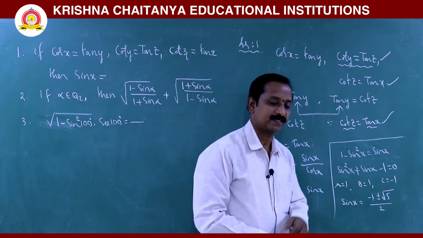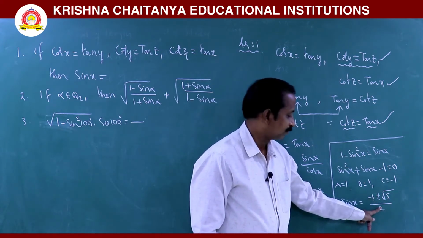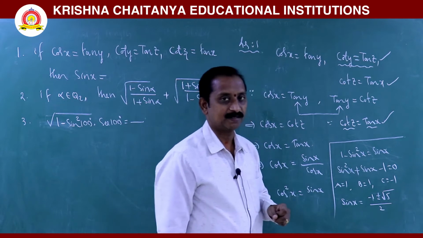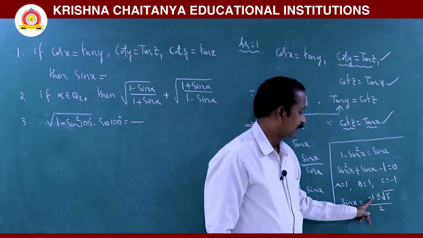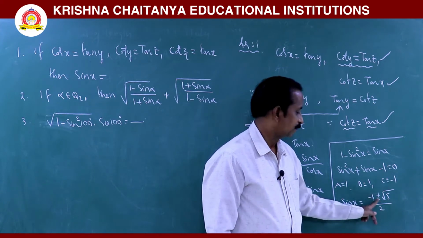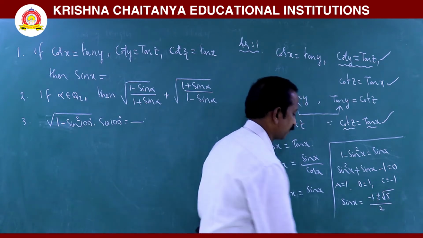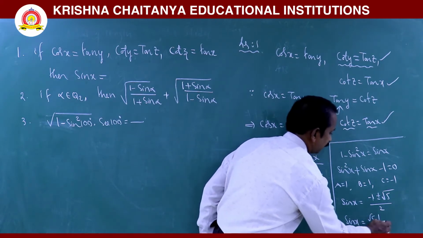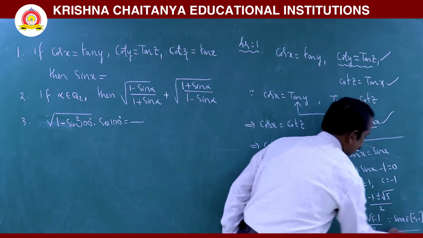Now, here sin x has two values. One of them is root 5 minus 1 by 2. The other value is minus 1 minus root 5 by 2. But the value of sin x lies in the closed interval minus 1 comma 1. So, therefore, minus 1 minus root 5 by 2 exceeds its range. So, that is why minus 1 minus root 5 by 2 does not exist. The existing value should be root 5 minus 1 by 2. So, therefore, sin x is equal to root 5 minus 1 by 2. The reason is that sin x belongs to the closed interval minus 1 comma 1.